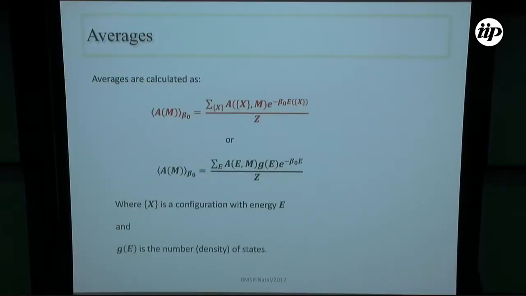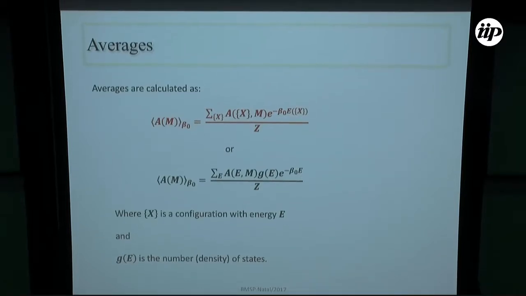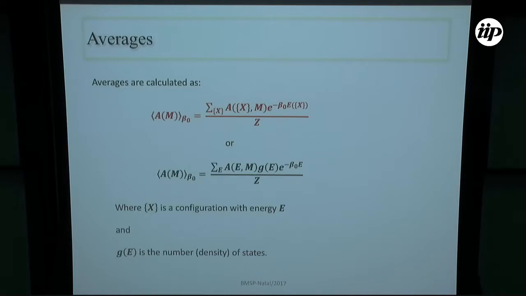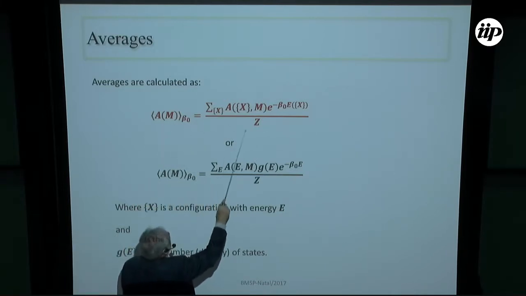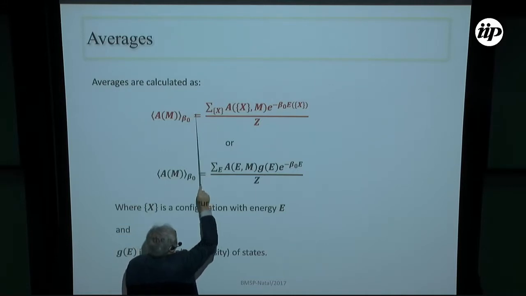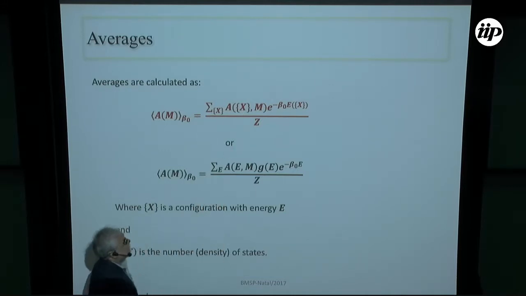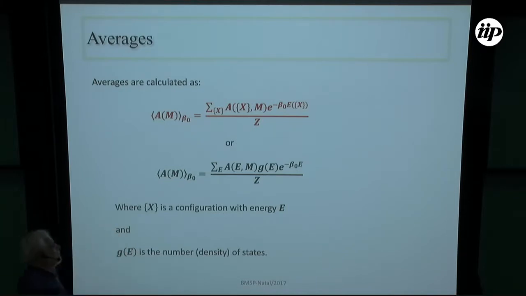One step further. Another problem with finite calculations in general is how to calculate averages. Well, averages in the canonical ensemble, we calculate in this way, where this summation is over all the x configurations. But it can be rewritten in this way, where g is the number of states with energy E, or density of states, depending on whether you are in a continuous or discrete model. This is the way we calculate the average.